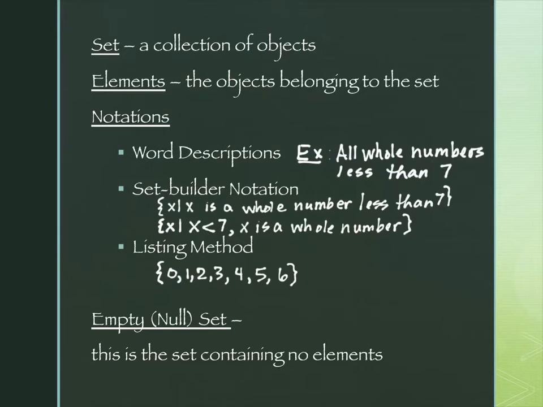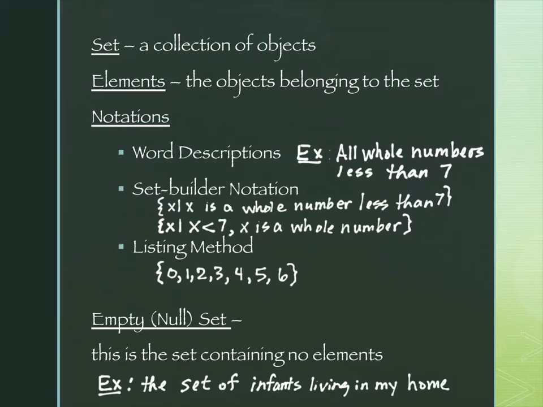So we can talk about null set ideas, examples of them. For example, I will give you a null set that I can talk about in my life. This is the set of infants living in my home. I don't have any. This is a null set. You could say the same thing and put living in my dorm room, and it would be true for you too, right? Null set just means it's describing something that has no items in it.